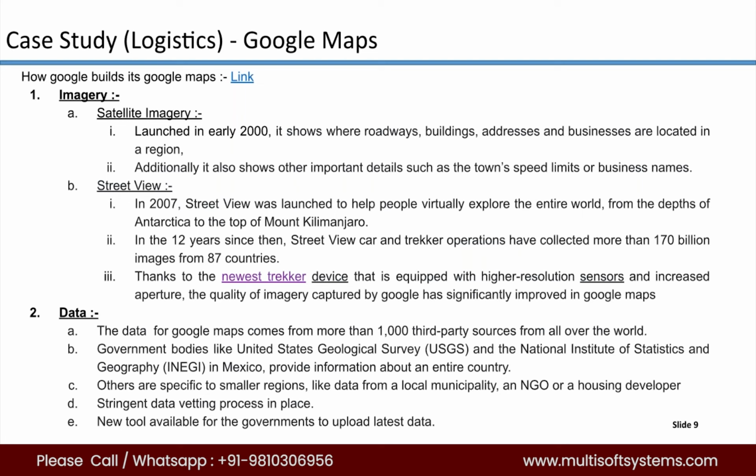Other data is specific to a smaller region, like data from a local municipality or an NGO or a housing developer. In fact, I'm not sure if you are aware, you can also register yourself as a volunteer to collect data for Google. If you go to the Google website, you can do that. Then Google runs a stringent data vetting process, and you cannot give them just any information. They need to validate it as well, right?